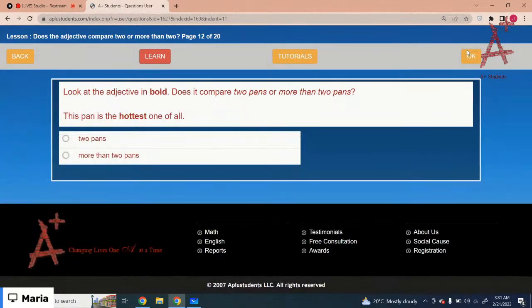This pan is the hottest one of all. So which is the correct option? Hottest. You have an EST and the word all. That means that is a comparison between more than two pans. Got it? The correct option is more than two pans.